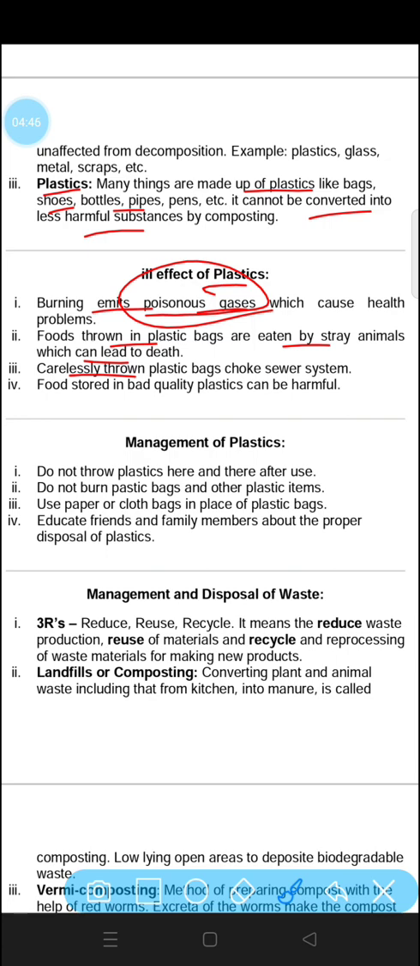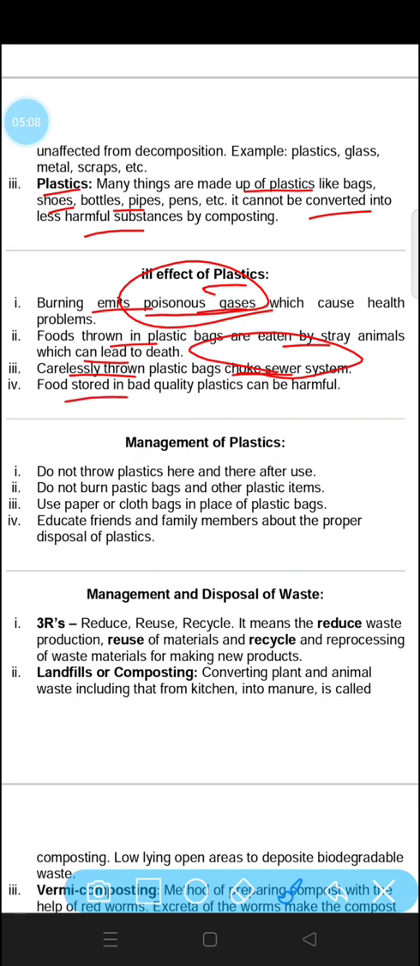Carelessly thrown plastic bags choke the sewer system. If you throw plastic bags into the drains along with different garbage, then what will happen? It can choke the sewer system. The drainage system will be choked because of the polythene, because polythene does not allow water to pass through it.